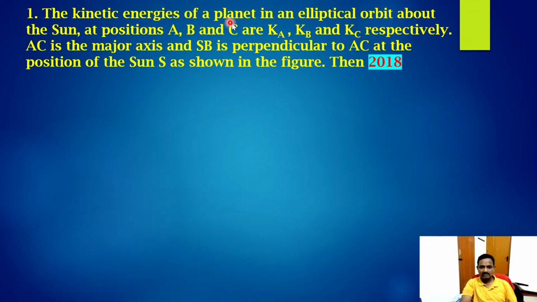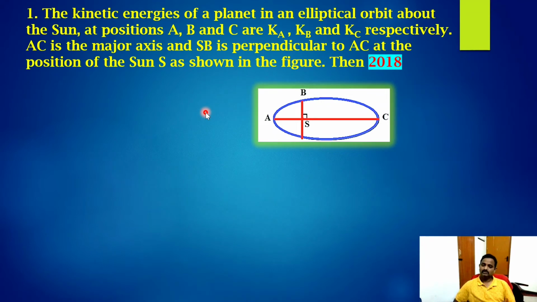The kinetic energies of a planet in an elliptical orbit about the Sun at positions A, B and C are K_A, K_B and K_C respectively. So here the diagram is there. In this diagram, one planet is revolving around the Sun. They have given its kinetic energy at position A, B and C as K_A, K_B and K_C respectively.